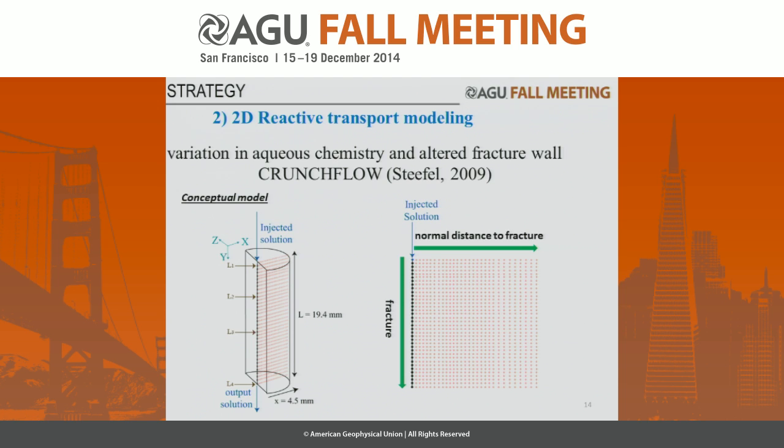So we developed a 2D reactive transport model in order to quantify the variation in aqueous chemistry and altered fracture walls. We use the CrunchFlow code, and we simulate just half of the core. And we have two zones: one that is a high permeable zone, that is the fracture, and the rock, which we are going to call the distance normal to fracture. In the fracture zone, the transport is controlled by advection, while in the distance normal to fracture it is controlled by diffusion.